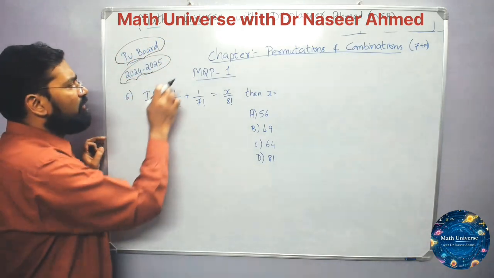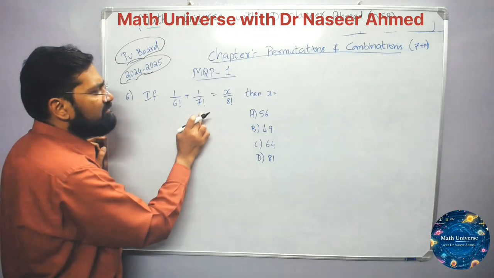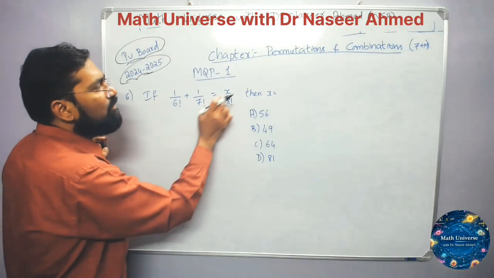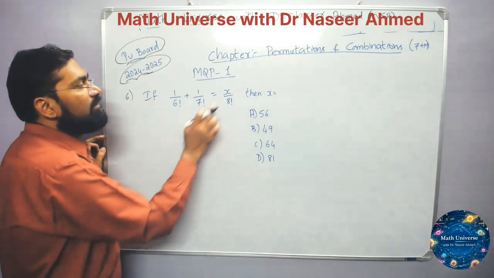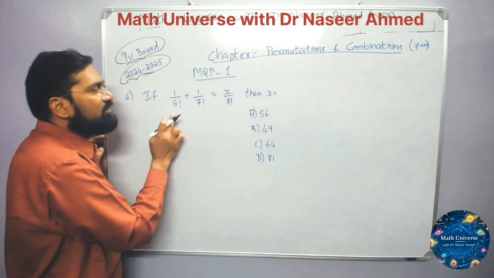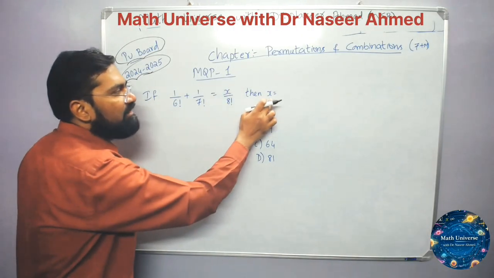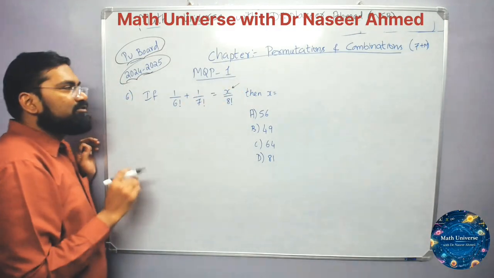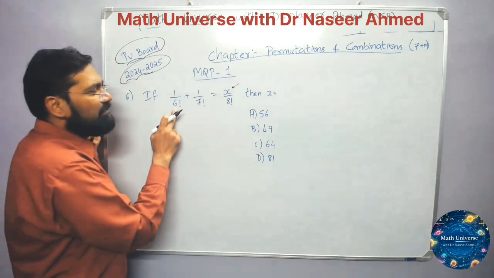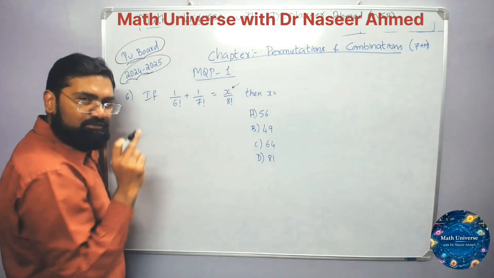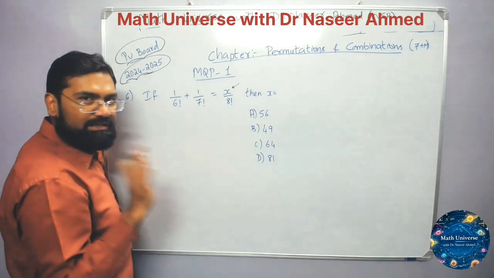Question says, if 1 by 6 factorial plus 1 by 7 factorial is equal to x by 8 factorial, find the value of x. So see, don't think of multiplying this and simplifying. You have to just make sure you remove factorial.